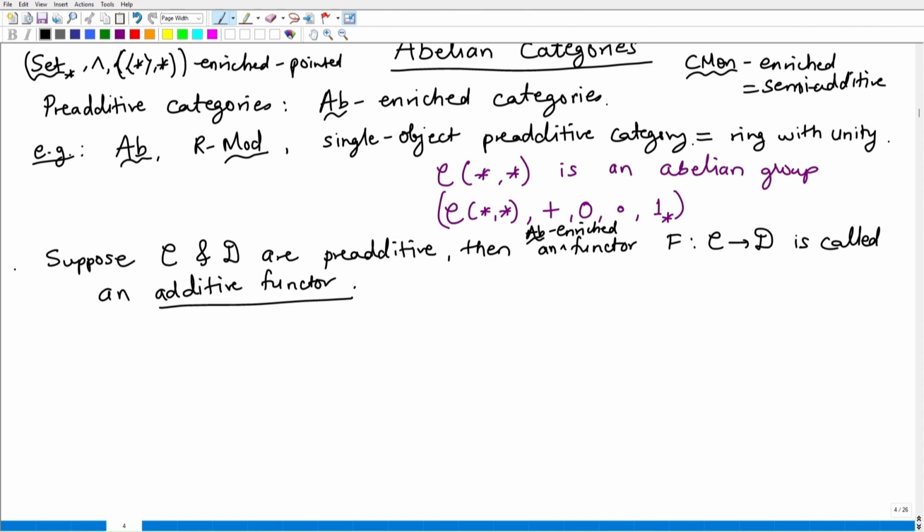Okay, so this is a definition of an additive functor. It should behave well with respect to the enrichment. What is the enrichment? Abelian groups. So what does this mean really? That this is an additive functor.